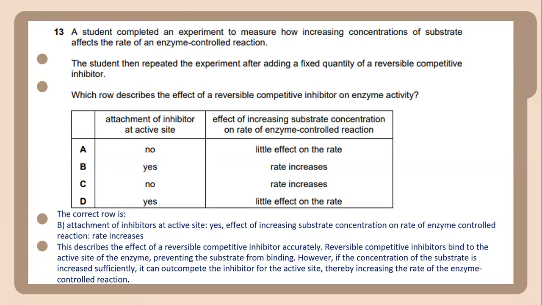This describes the effect of a reversible competitive inhibitor accurately. Reversible competitive inhibitors bind to the active sites of the enzyme, preventing the substrate from binding. However, if the concentration of the substrate is increased sufficiently, it can outcompete the inhibitor for the active site, thereby increasing the rate of the enzyme-controlled reactions.